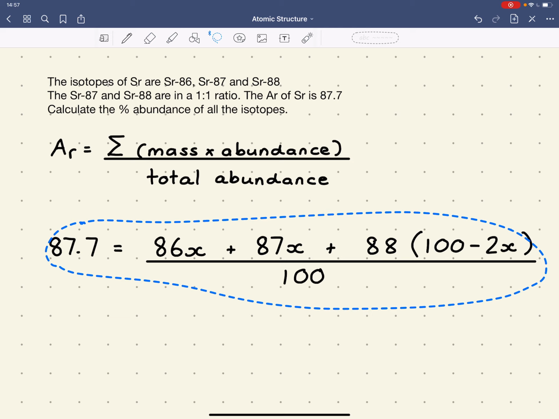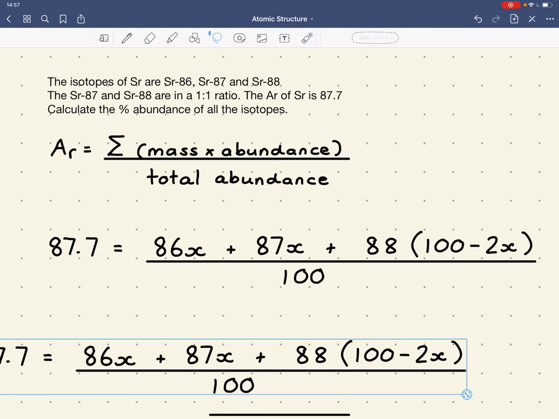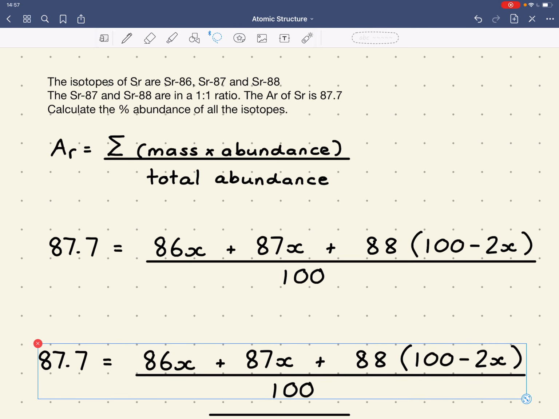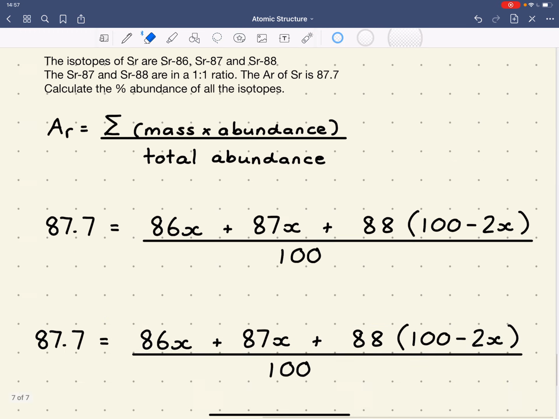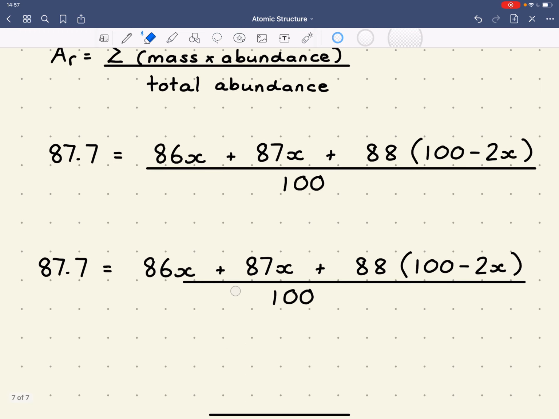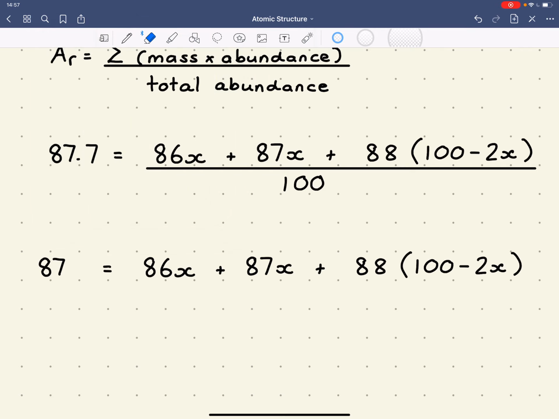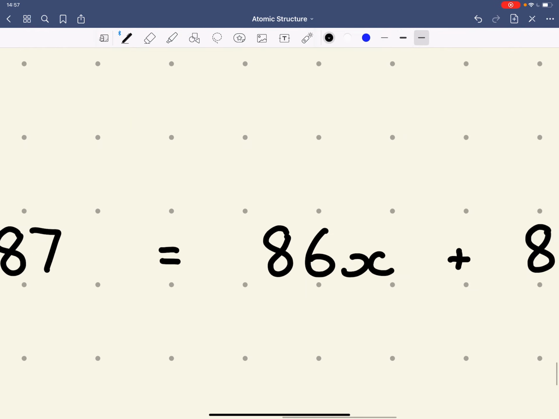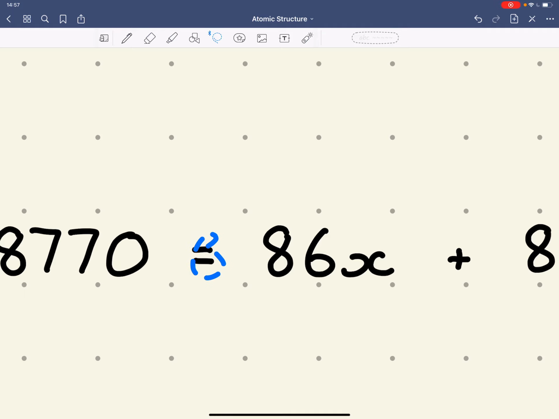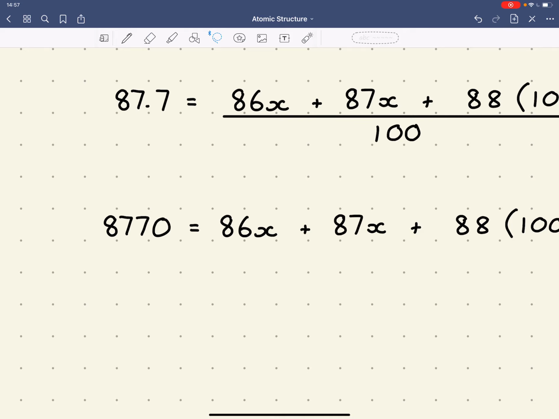I'm going to just copy this, and we're going to multiply both sides by 100, and in doing so it gets rid of this 100 on the bottom line. So multiply this side by 100, get rid of that 100, and then this turns into 8,770. So I'll just add that there, move my equals over. And again, now I'm solving this for x.